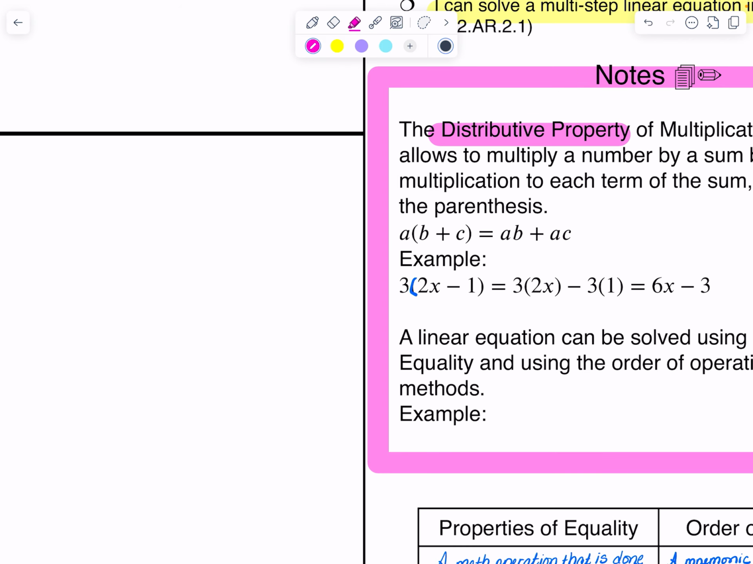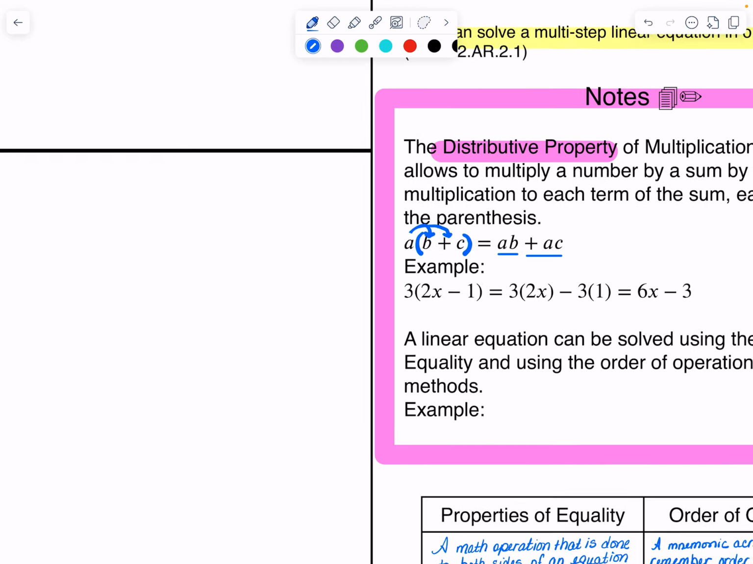So for example, looking at this first one, I have A times a group. Now in this group, I have B plus C. So I am going to multiply A times B. That's going to give me AB. And then I'm going to multiply A times positive C, and that's going to give me positive AC. So distribution is multiplying the value on the outside, the coefficient, to everything on the inside of the group.